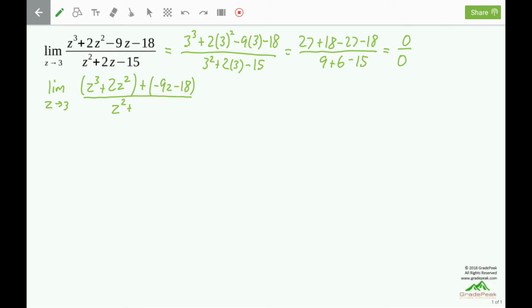The denominator is just a standard trinomial factorization of z. We will wait to factor that once we factor the numerator. So we have limit as z goes to 3 of. Now, we want to remove common factors out of these paired groups here. The first pair has a z squared common factor, and that'll have a z squared times a z plus 2 result. The second pair has a negative 9 factor, which will leave a z plus a 2.